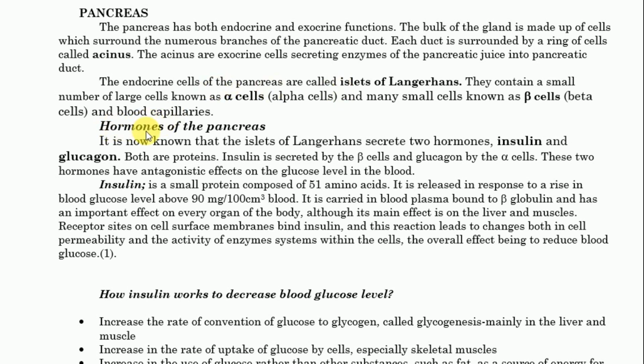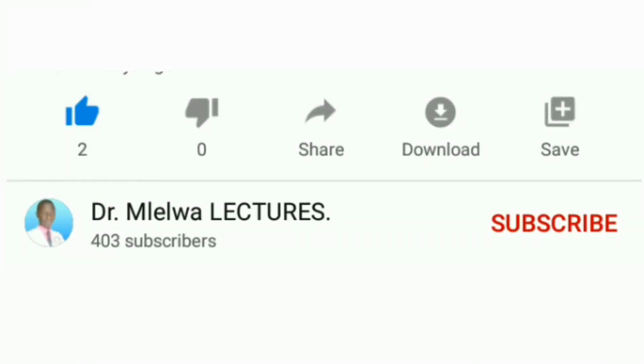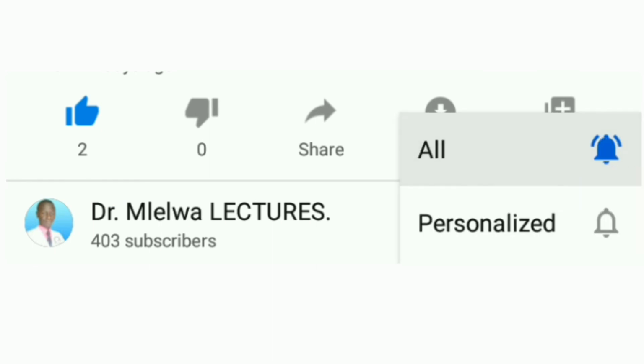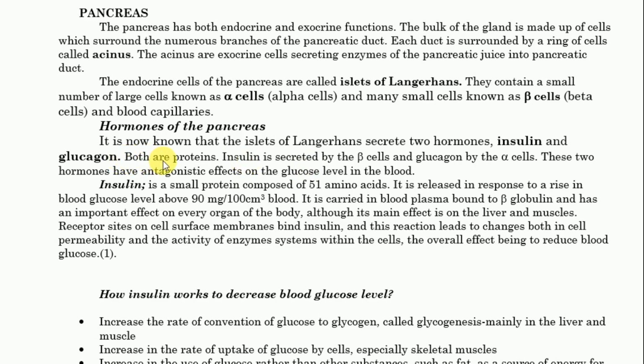So we want to see the hormones of the pancreas. It is now known that the islets of Langerhans secrete two hormones, insulin and glucagon. Both are proteins. Insulin is secreted by the beta cells and glucagon by the alpha cells. These two hormones have antagonistic effects on the glucose level in the blood, kama ambavyo tumesema mara nyingi kule nyuma.